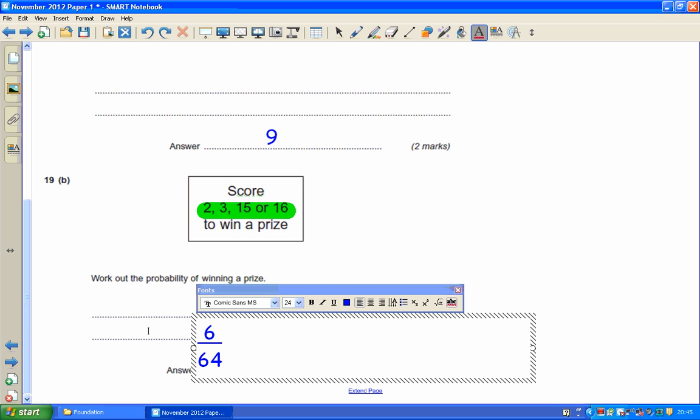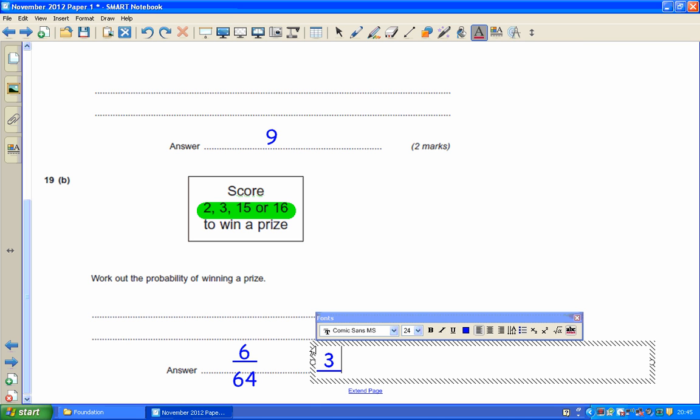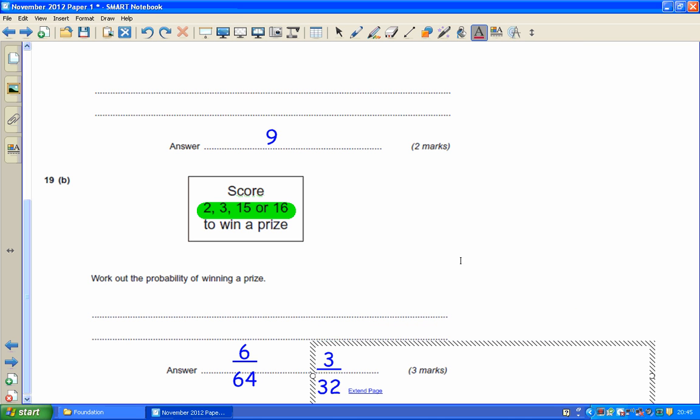Out of 64 ways of winning. Now that answer is there, and that's fine and dandy. You can simplify it. It doesn't ask you to simplify it, but you can. If you do simplify it, it'll be 3 over 32. Although I would be inclined to leave that as 6 over 64 because it hasn't asked you to simplify it. But if you want to simplify to 3 over 32, then you can.